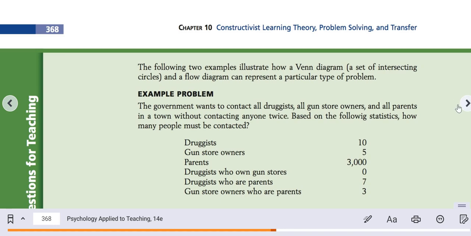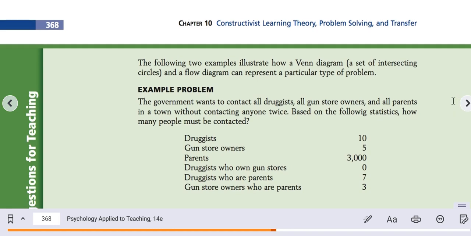The government wants to contact all druggists, all gun store owners, and all parents in a town without contacting anyone twice. Based on the following statistics, how many people must be contacted? 10 druggists, 5 gun store owners, 3,000 parents, druggists who own gun stores, druggists who are parents, gun store owners who are parents.